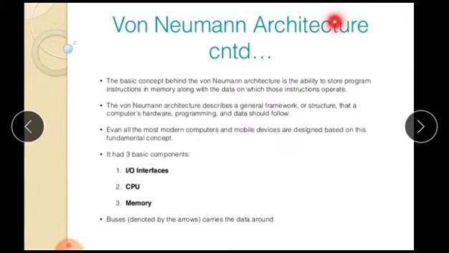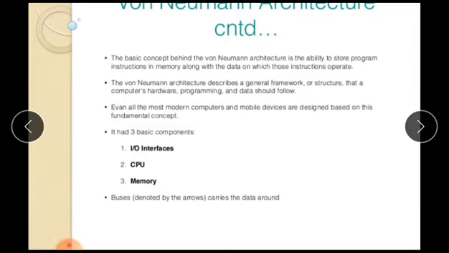The basic concept behind the von Neumann architecture is the ability to store program instructions in the memory along with the data on which those instructions operate. Means the data on which we perform operations, we store that data and the instructions in the same memory.